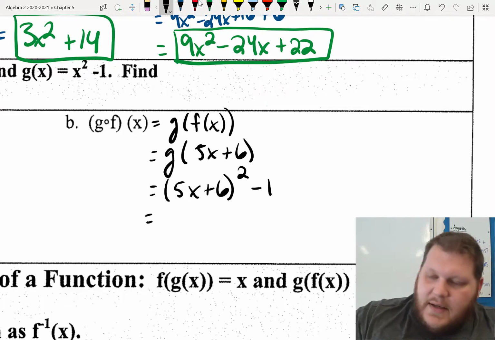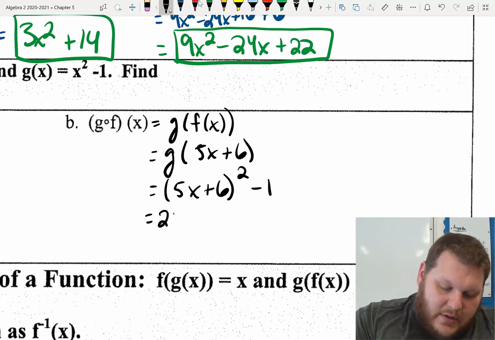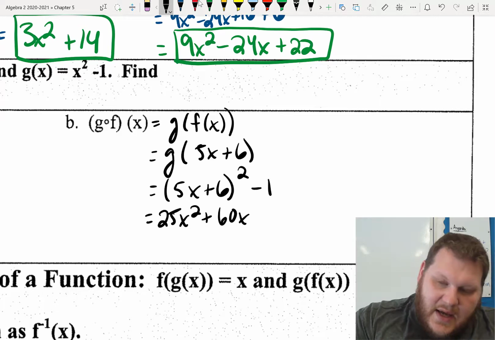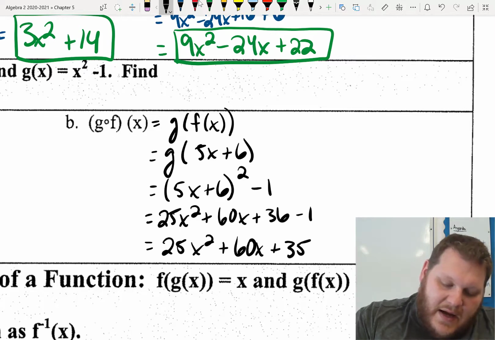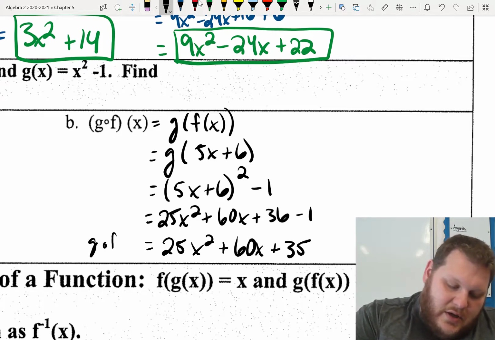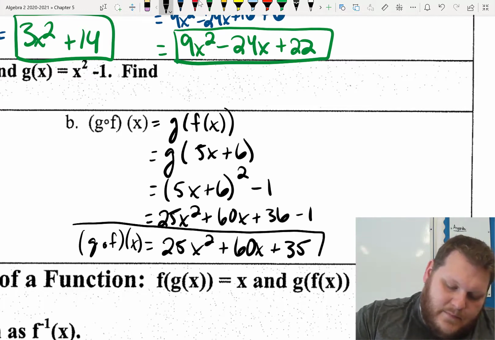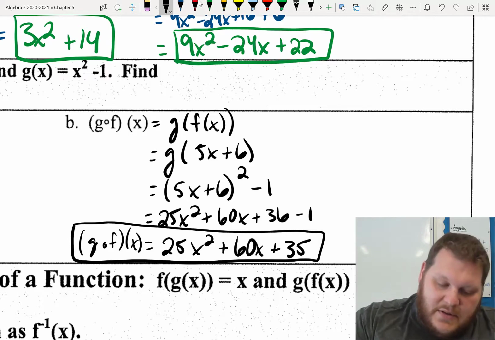When I FOIL that, I should end up with 25x squared plus, what do we get? That's 30, so plus 60x plus 36 minus 1. So 25x squared plus 60x plus 35 is g of f of x. And that's composite functions.